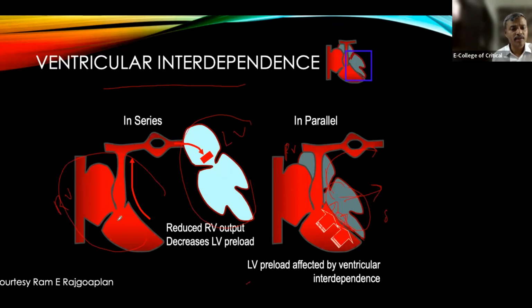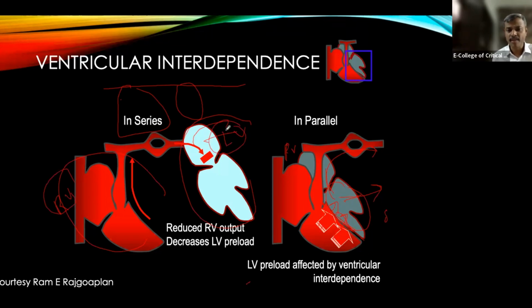If right ventricular preload decreases, you know that in series it goes to the lungs. In between, the blood goes to the lungs. And after the lungs, left ventricular preload will be reduced and left ventricular output will be reduced later. So in series, RV preload reduces, and it reduces the LV preload.